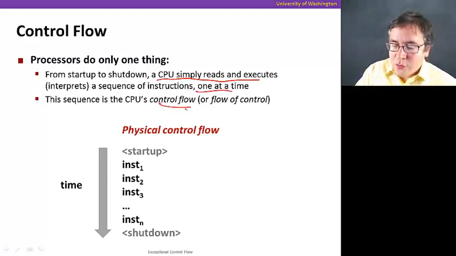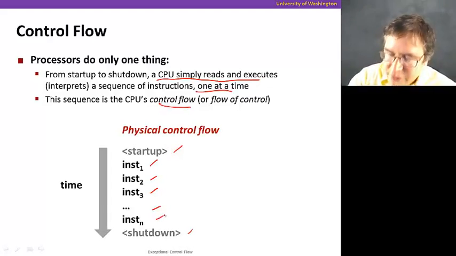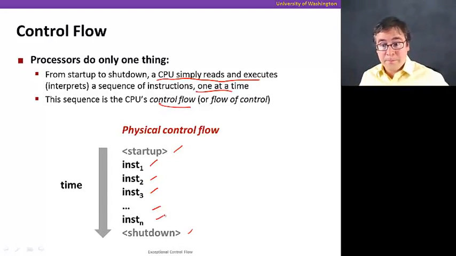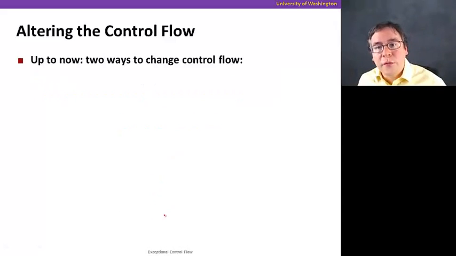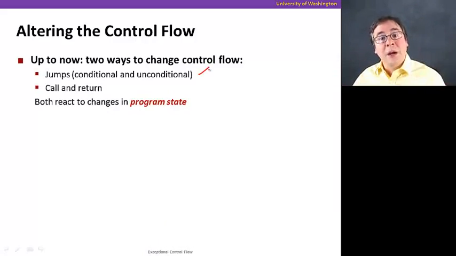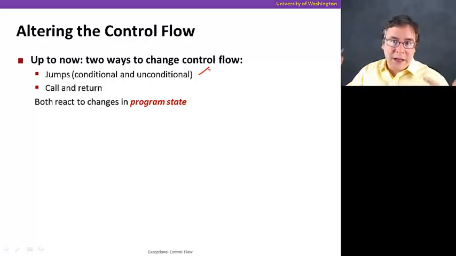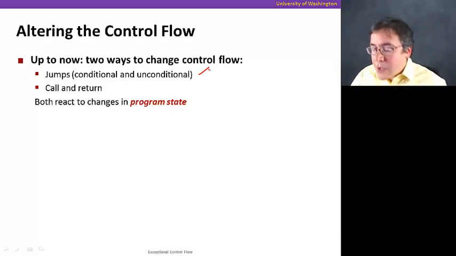This is what we call control flow. So from startup to shutdown, we execute one instruction after the other. Okay, so how do we change the control flow? Up to now, we saw two ways. First, we saw jumps. When we saw assembly programming, there were jump instructions that changed the control flow. We used that to implement things like loops and conditionals, like if, then, else. And we also saw call and return, which are used to implement procedure calls and so on.